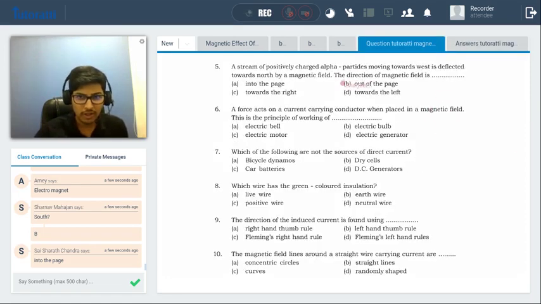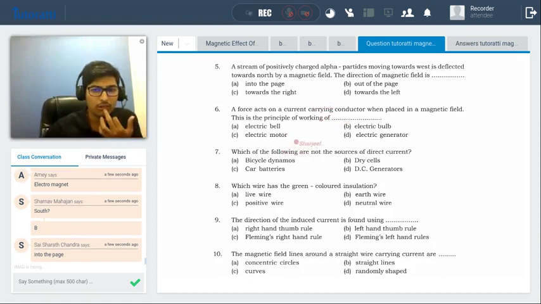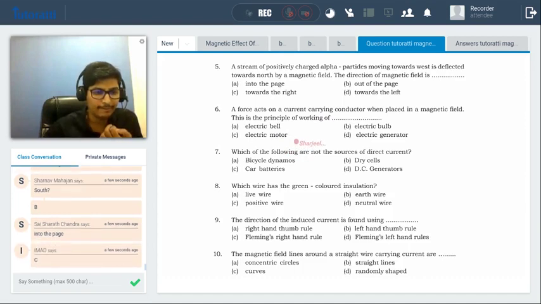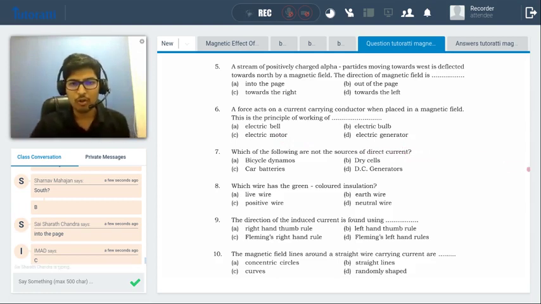Right. So the answer over here is B, out of the page, as rightly said by Shabnam. Good job, Shabnam. A force acts on a current carrying conductor when placed in a magnetic field. This is the principle of working of... What do you think? Bell, motor, generator. What is it? C. Imad says C. Electric motor. Perfectly fine. Electric motor works on Fleming's left-hand rule, and this is what they are talking about.